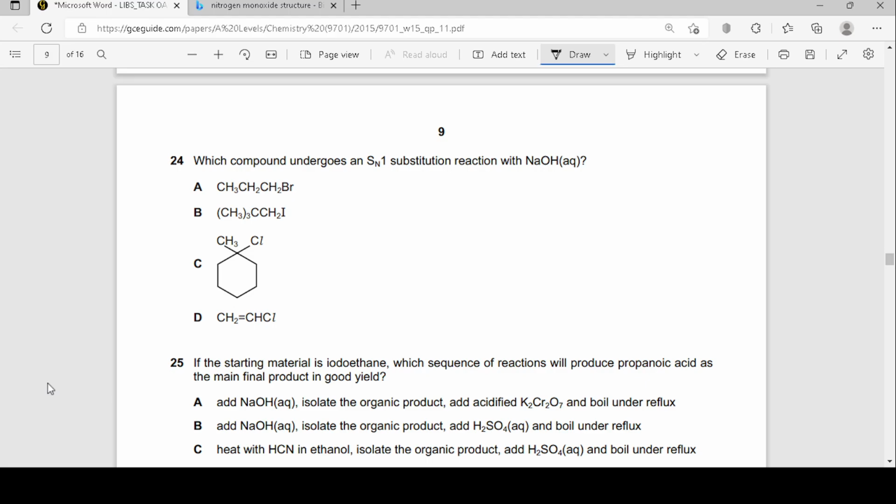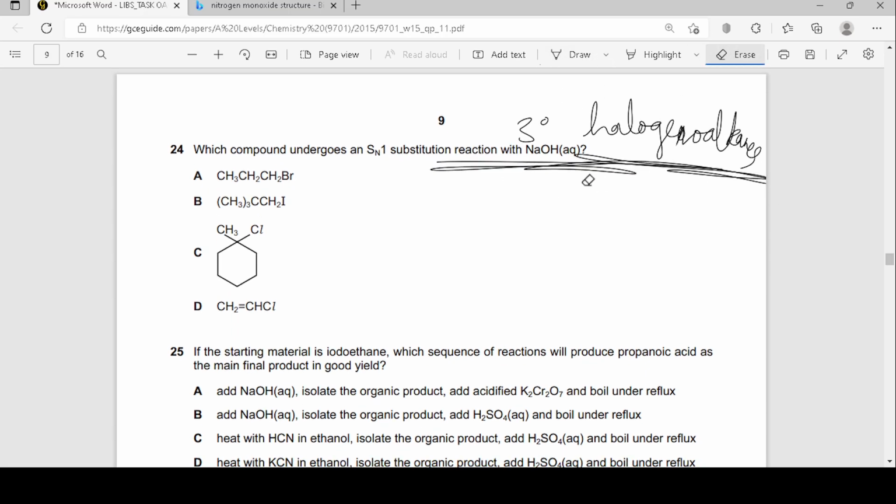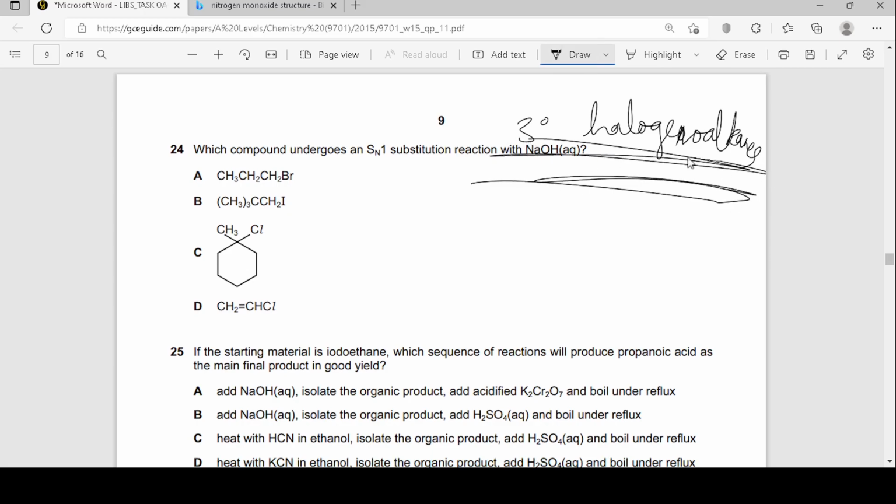Which compound undergoes an SN1 substitution reaction with NaOH? SN1 means we're talking about tertiary halogenoalkanes. SN1 is the two-step reaction undergone by tertiary halogenoalkanes, because they form more stable carbocations, because they have 3 R groups. They don't undergo nucleophilic substitution spontaneously. They form a stable carbocation, which means they need to go through 2 steps instead of just 1 simultaneous step. So an intermediate is formed, in the reaction with aqueous NaOH.